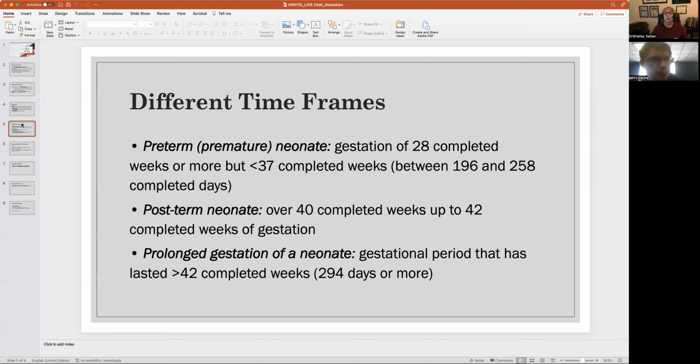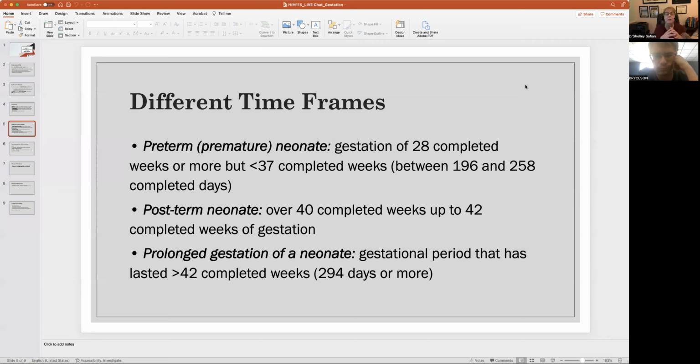Different time frames. A preterm or premature neonate. A neonate is a baby who has just been born. Okay. Neo meaning new. A neonate with a gestation of 28 completed weeks or more, but less than 37 completed weeks. Okay. And again, there are codes with which you will need to report what week the woman is in, and especially if you are reporting labor and delivery.